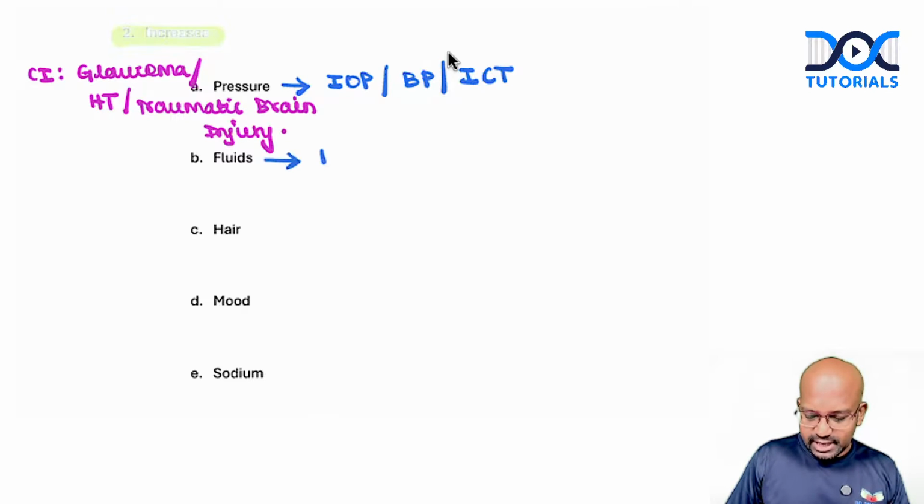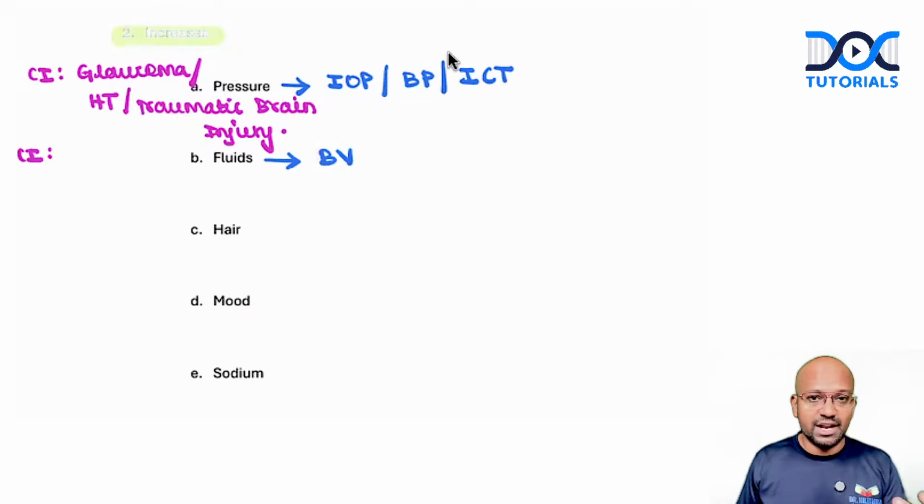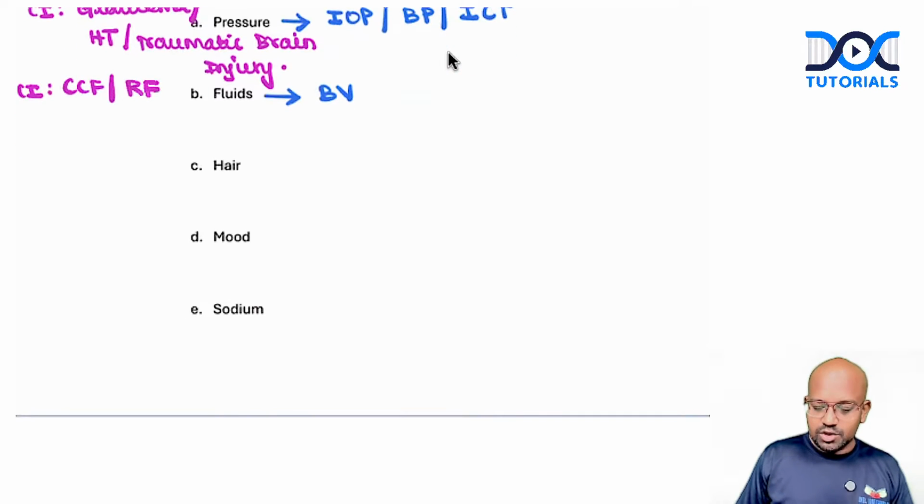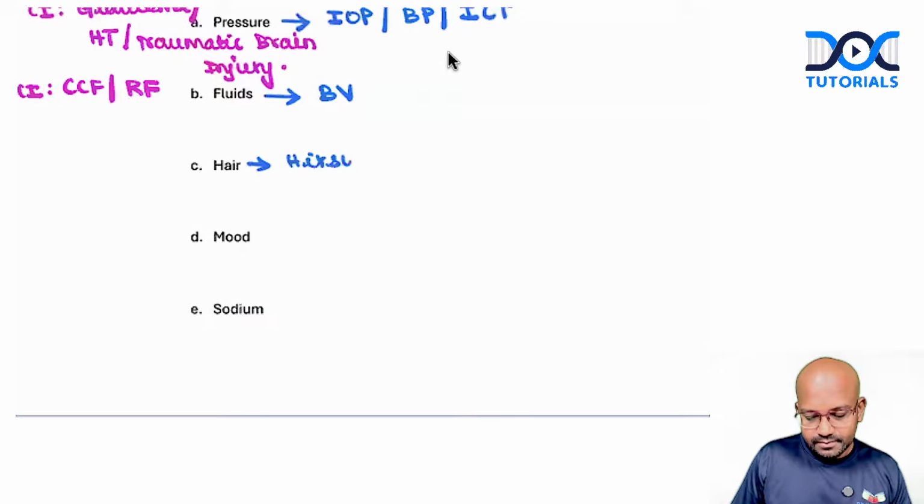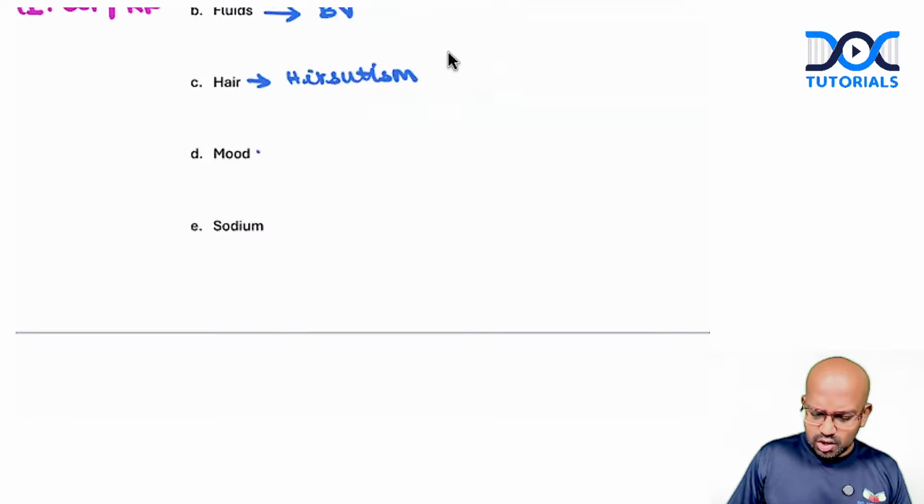Fluids: it is going to increase blood volume. Blood volume will be increased, which is again a contraindication for congestive cardiac failure and renal failure. Because it is increasing the fluids, in heart failure we cannot administer it, and in renal failure we cannot administer a steroid. It increases hair, which means hirsutism. Of course, we know alopecia means loss of hair, hirsutism means hair growth. Mood, not the mood which you think about, this is about psychosis. Okay, this is about psychosis.